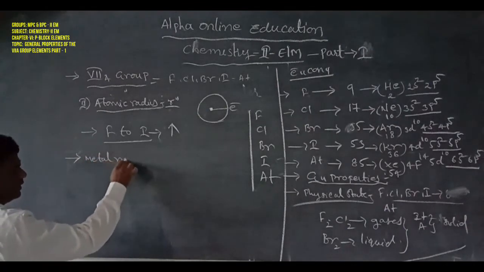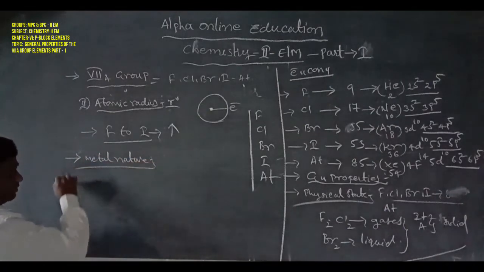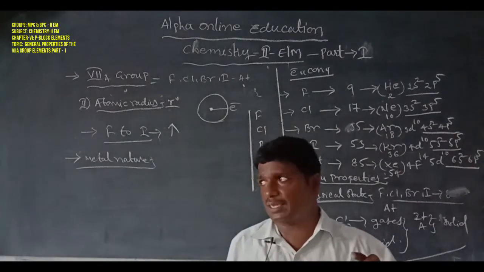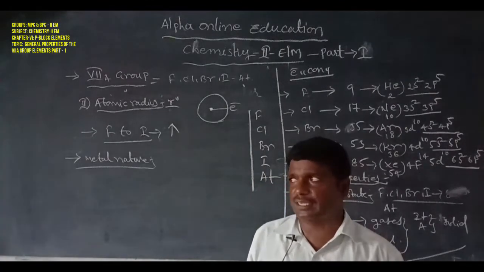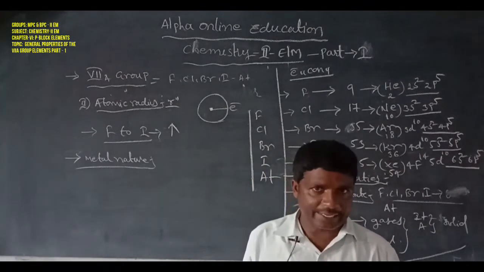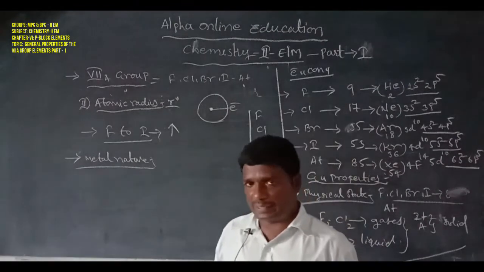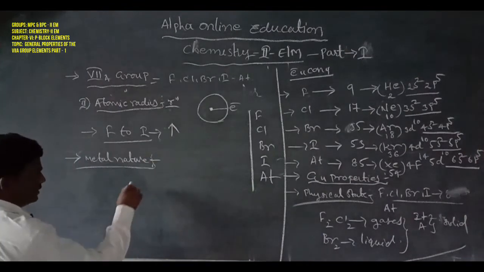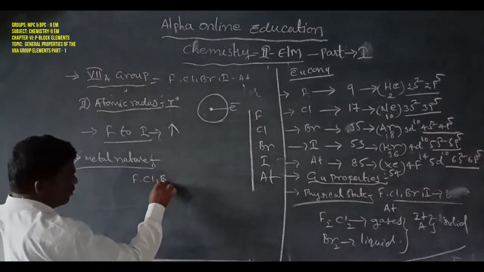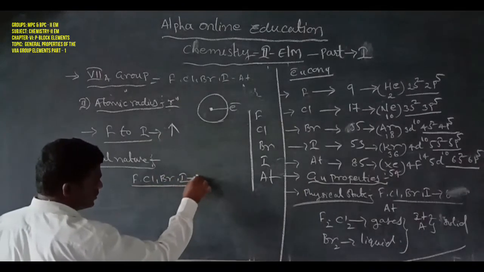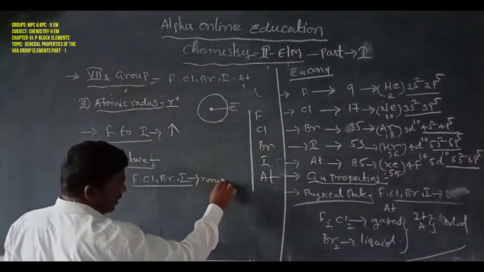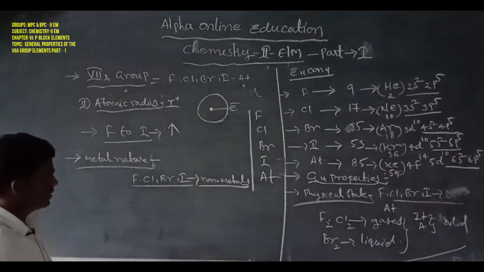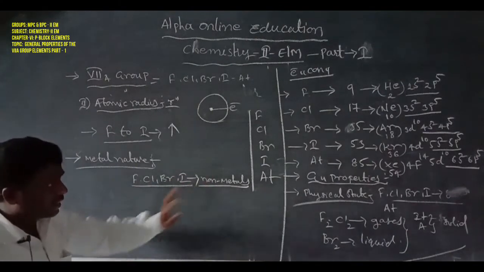Next, another one, the metallic nature. What is a metal? Any element or atom with the nature of losing electrons is said to have metallic nature. Gaining electrons is the nature of non-metals. In 7A group elements, fluorine, chlorine, bromine and iodine are non-metals. Non-metals means they gain electrons. So fluorine, chlorine, bromine and iodine are the non-metals.